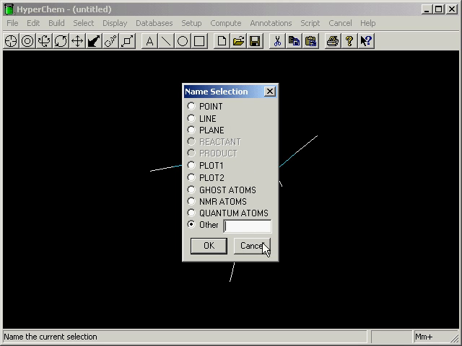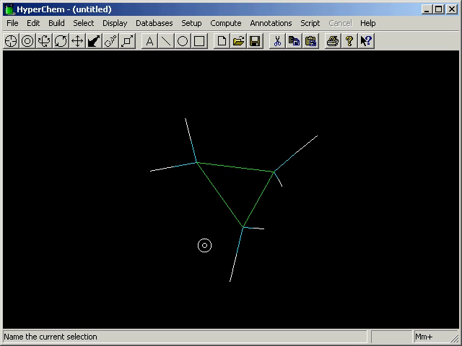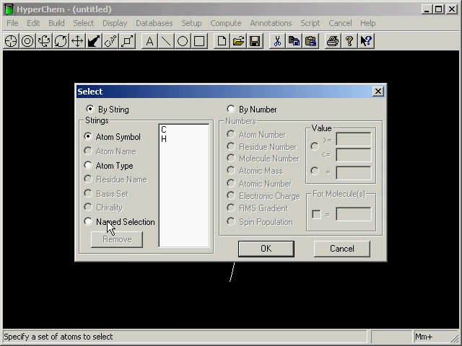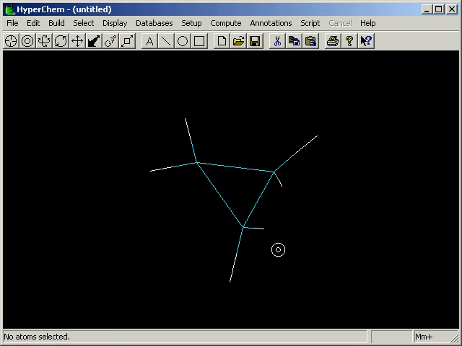So these are the named selections, and they can be recovered and used in other contexts. If we were to name something as NMR atoms, that would be permanently named that way, and it has an alias, which is NMR-atoms, and we can remove that or recover that as we like. But those are named selections.